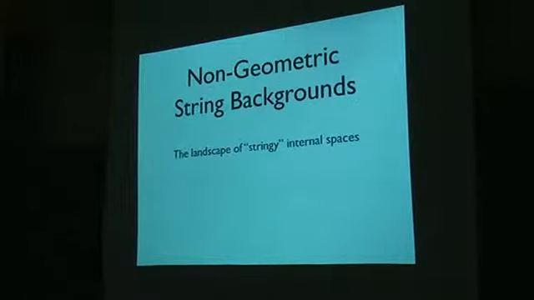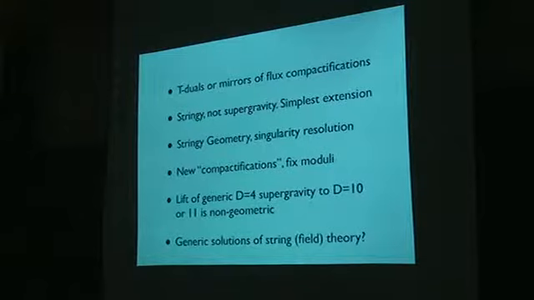So I'm now going to turn to the next topic, which is looking at non-geometric string backgrounds using these duality transformations. These could arise as T-duals or mirrors of conventional flux compactifications. And one thing which I find interesting about them is they're intrinsically stringy, and things which can't arise in supergravity, but are perhaps a simple extension of what arises in supergravity. And it's a simple example of something which gives rise to new kinds of stringy geometry. It gives more compactifications, which typically fix some of the moduli which are often hard to fix.